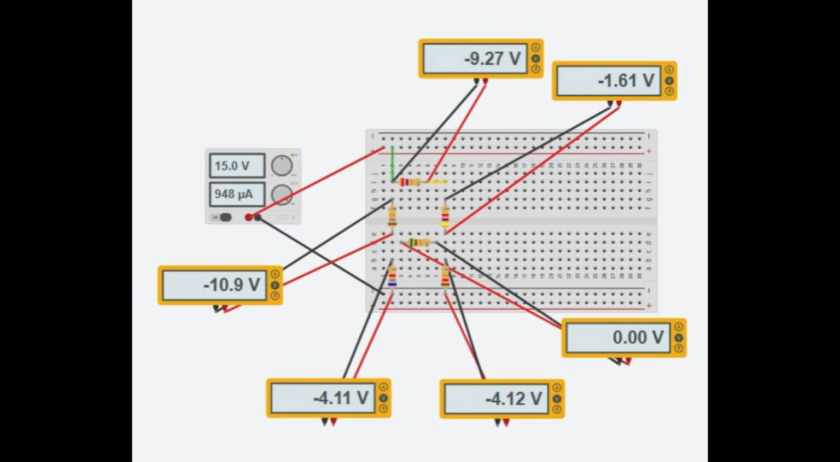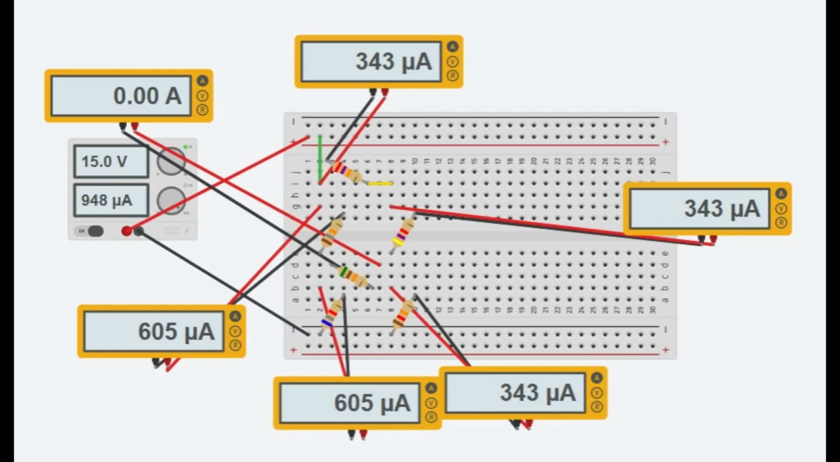Then we duplicate this circuit in Tinkercad to measure current, but in this second version, we replace some wires with multimeters connected in series, and we switch them to the amperage mode and got the current values. And finally, with this simulation result, we can compare with our theoretical calculation and also with the measurements of the real circuit on the breadboard.